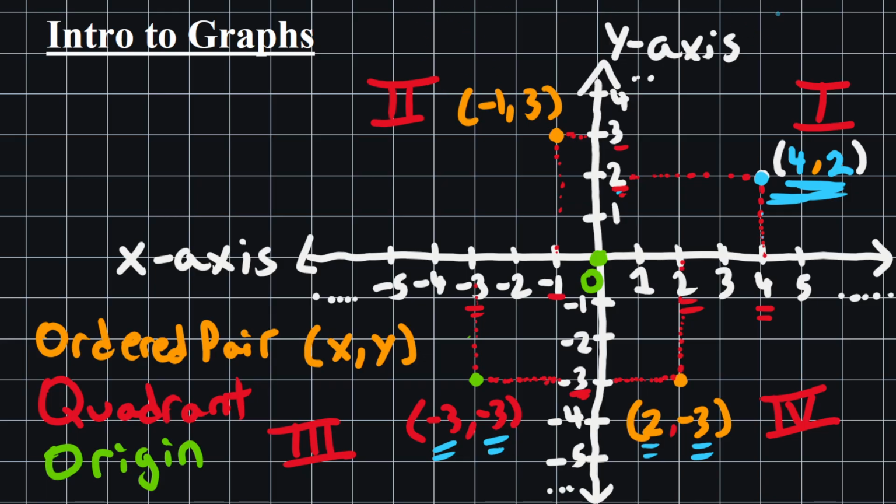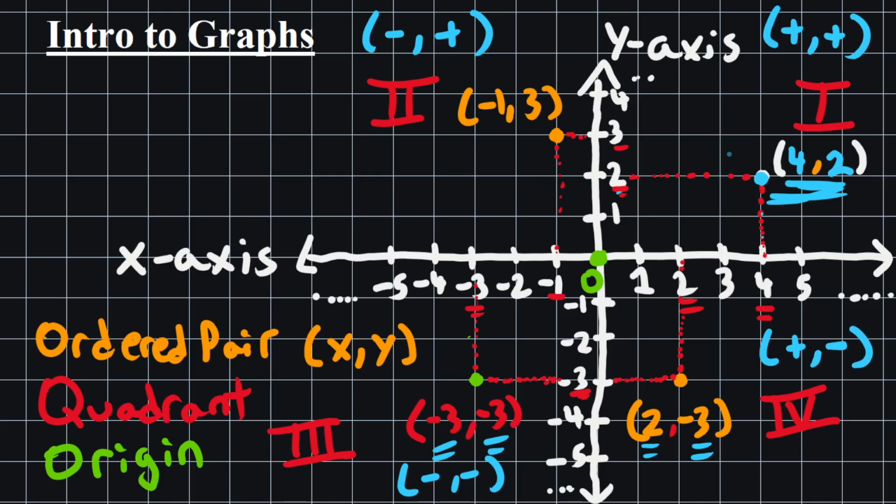So anything in quadrant 1 in an ordered pair, both are positive. In quadrant 2, it goes negative x and a positive y. In quadrant 3 down here, both are negative. And in quadrant 4, you have a positive x and a negative y. So that is how we plot points, and that is how you represent them as an ordered pair on a graph.